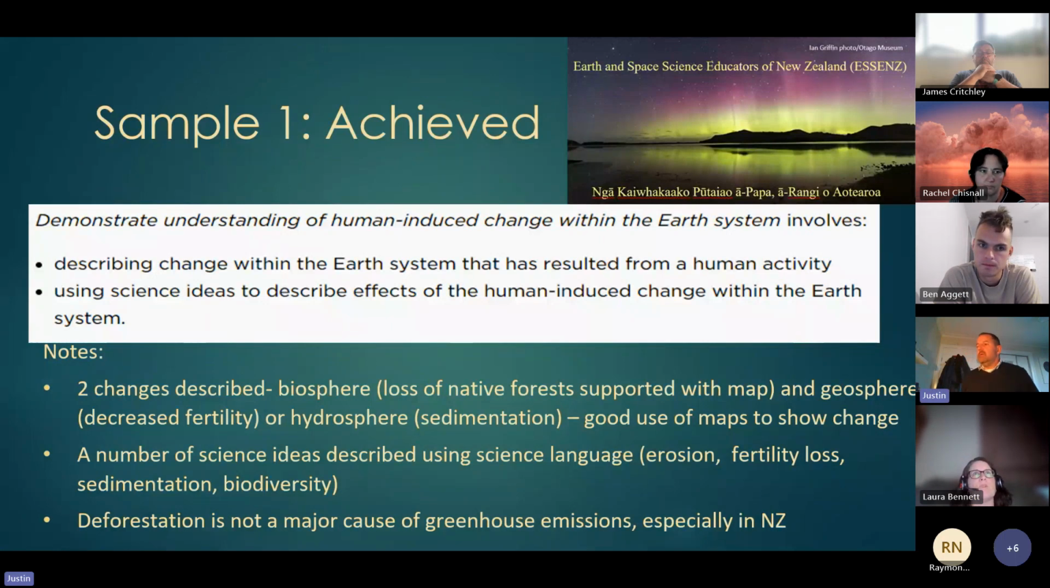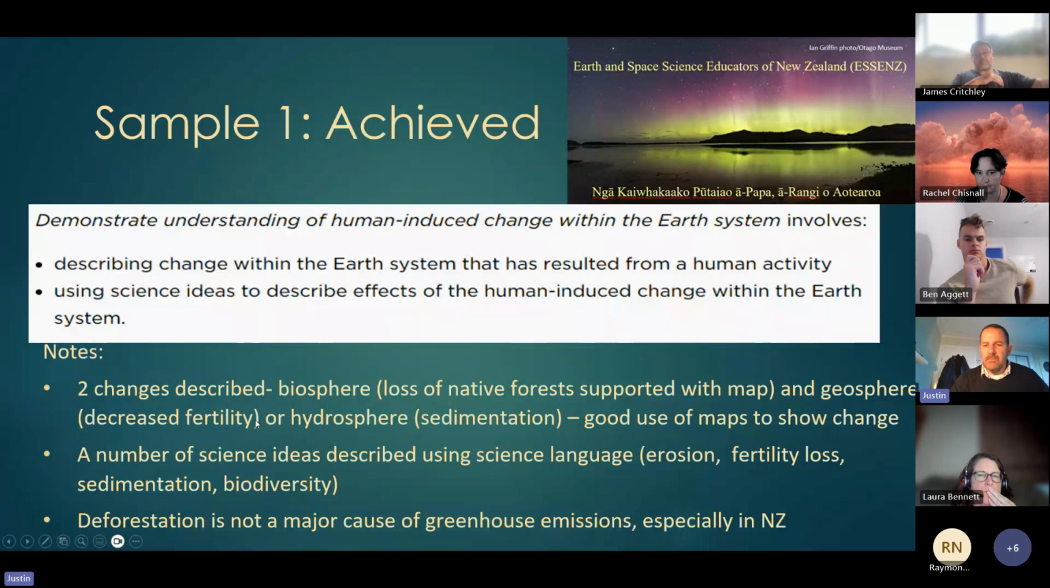Brilliant, thanks, Laura. So I've just flicked the screen over. If you have a look, I think there are at least two changes described. There's a loss of native forest in the biosphere, which is supported by that really cool map, which is great. They've talked about decreased fertility in the geosphere, and some sedimentation in the hydrosphere as well. So they've described human change, but they need to use science ideas to describe that change. And there are some science ideas with erosion, fertility loss, sedimentation, and biodiversity.